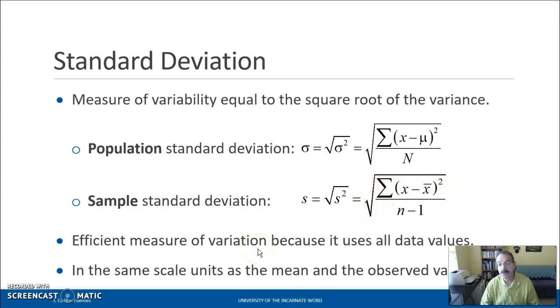Again, this is an efficient measure of variation because it uses all the data values. Another interesting fact about the standard deviation is that it is in the same scale units as the mean of the observed values. So if the values are in, say, kilograms, then the standard deviation is in kilograms as well. So it's a good thing to remember. When we compare the mean to the standard deviation, they're on the same scale units.